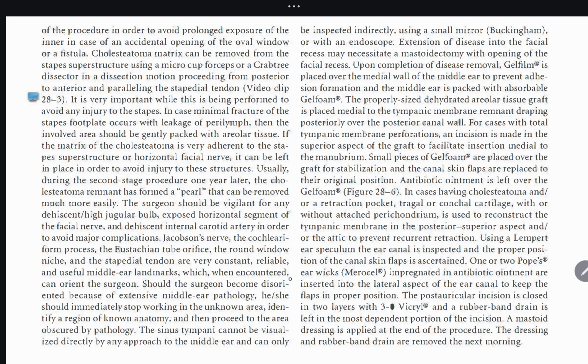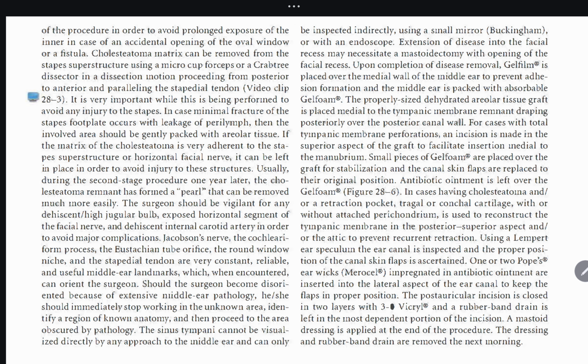Should the surgeon become disoriented because of extensive middle ear pathology, he or she should immediately stop working in an unknown area, identify a region of known anatomy, and then proceed to the area obscured by pathology. The sinus tympani cannot be visualized directly by any approach to the middle ear and can only be inspected indirectly using a small mirror, or with an endoscope. Extension of disease into the facial recess may necessitate a mastoidectomy with opening of the facial recess.